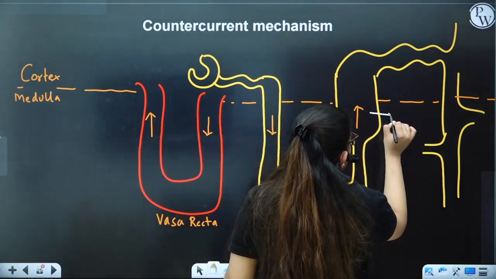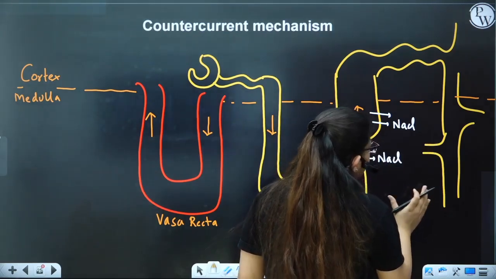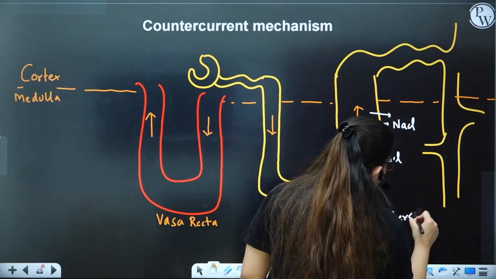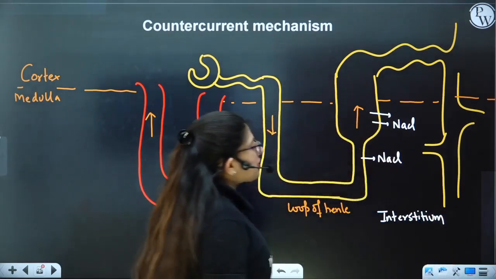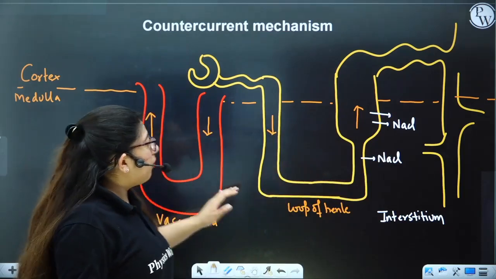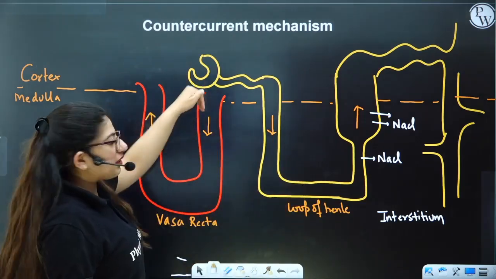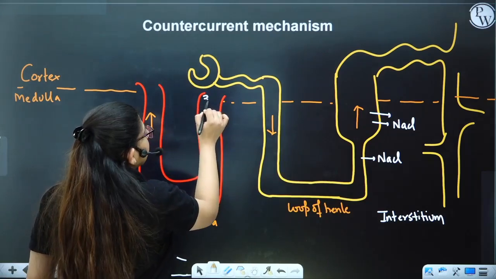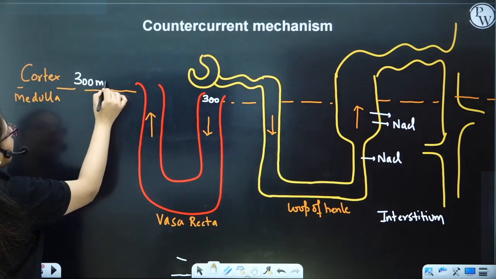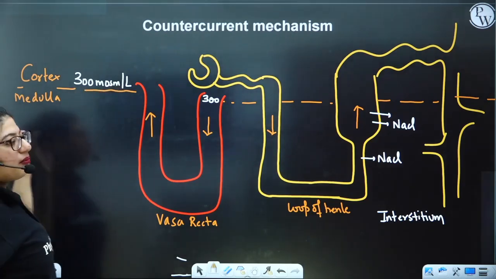starts to give a lot of its NaCl. A lot of NaCl gets reabsorbed and enters into these spaces. These are interstitial spaces or interstitium. So what happened in the start is all the NaCl will start to move outside in the interstitium. Now, this vasa recta is present just right here. Because the blood which is entering here is at around 300 milliosmol per liter osmolarity. The cortex osmolarity is 300 milliosmol per liter. What is this? In 1 liter of solution you will be having 300 milliosmols of solutes.